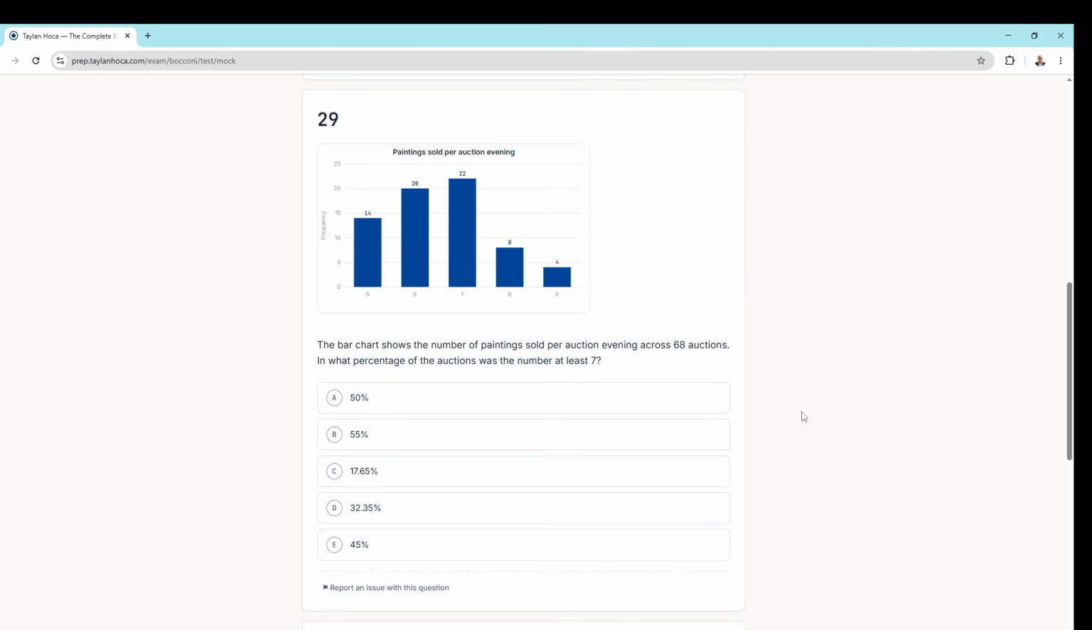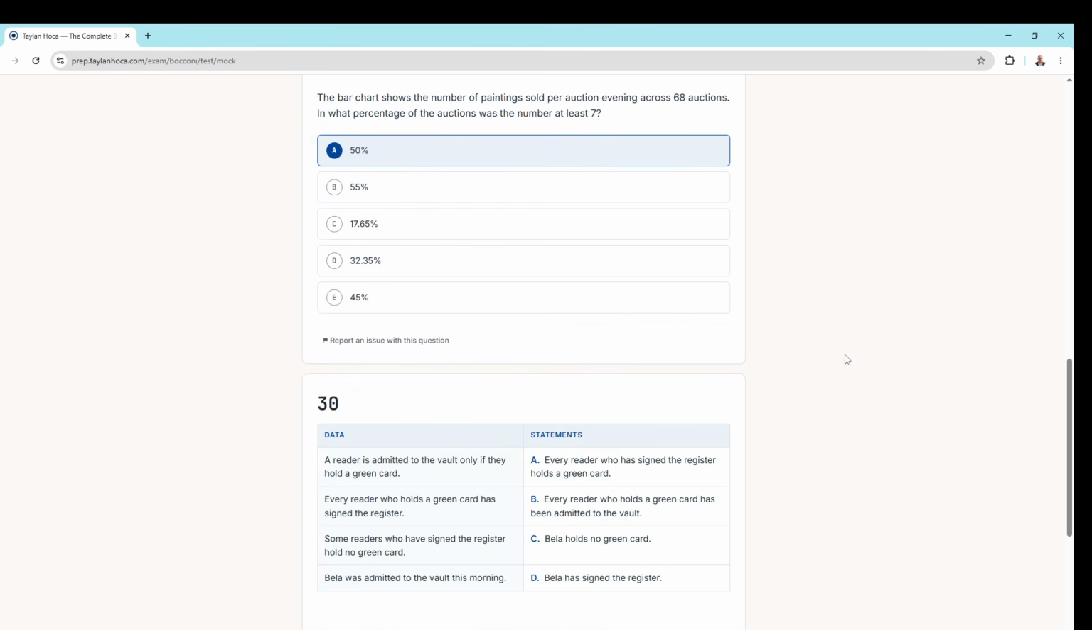And in what percentage of the auctions was the number at least 7? So 22, 8, 4, like 30, 34, 34 over 68. Oh, I'm lucky. 34 over 68, 50%. Okay? 22, 8, 4, 34, 34 over 68, 50.